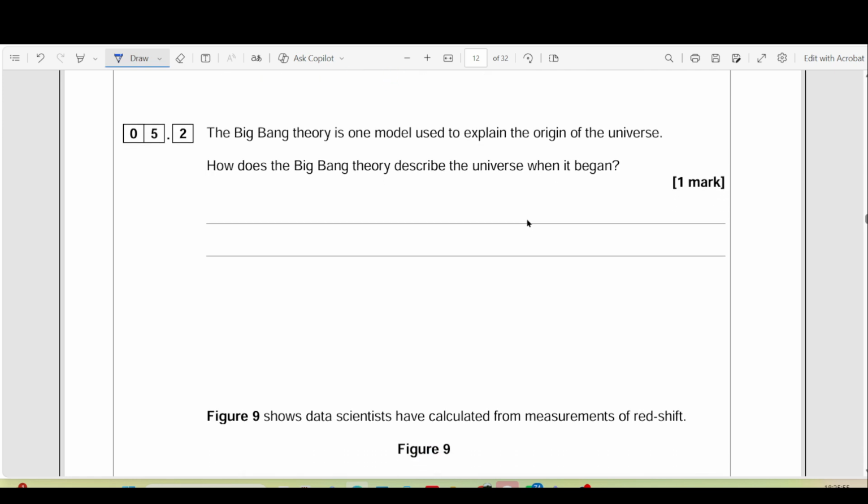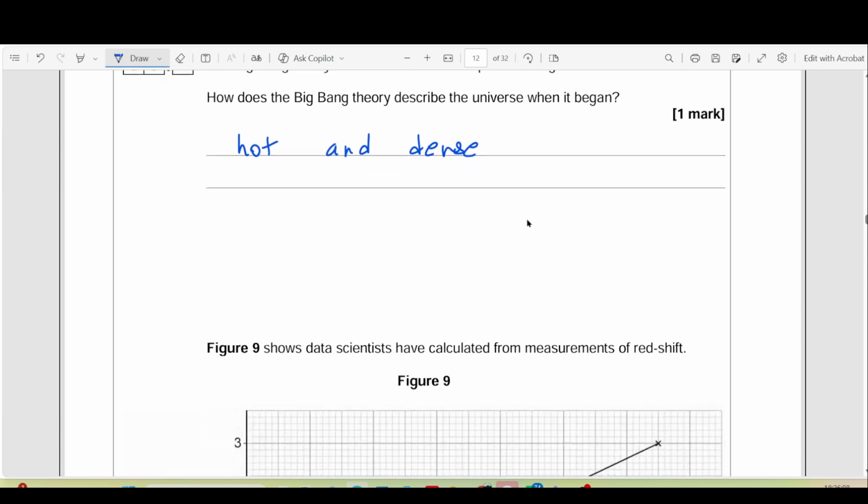How does the Big Bang Theory describe the universe when it began? That the universe continued to expand. Hot and dense. It was hot, okay, and dense.